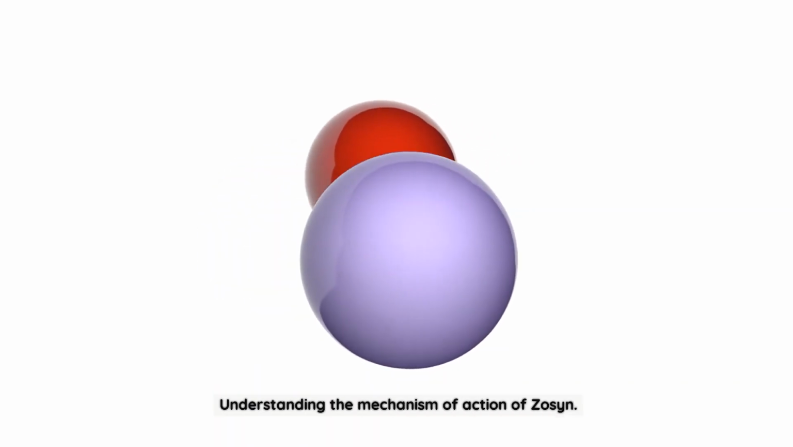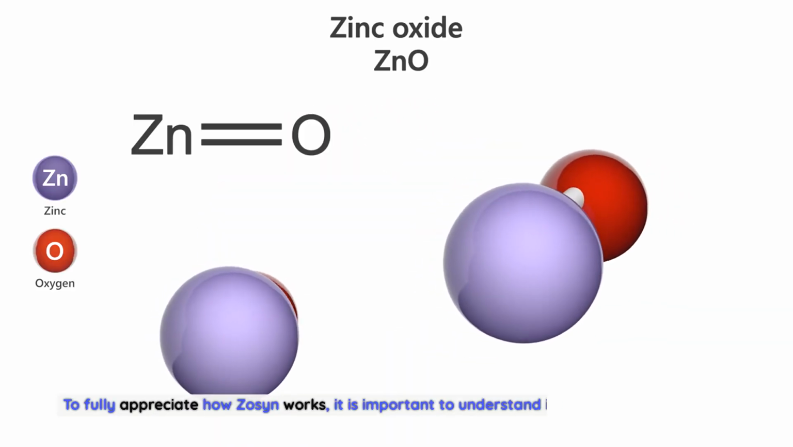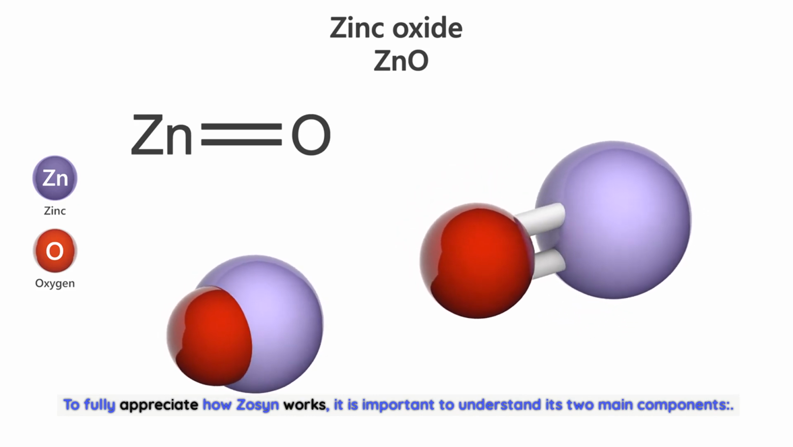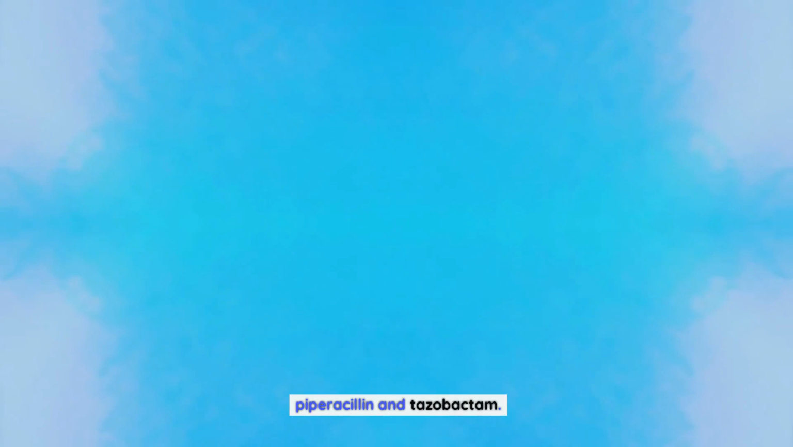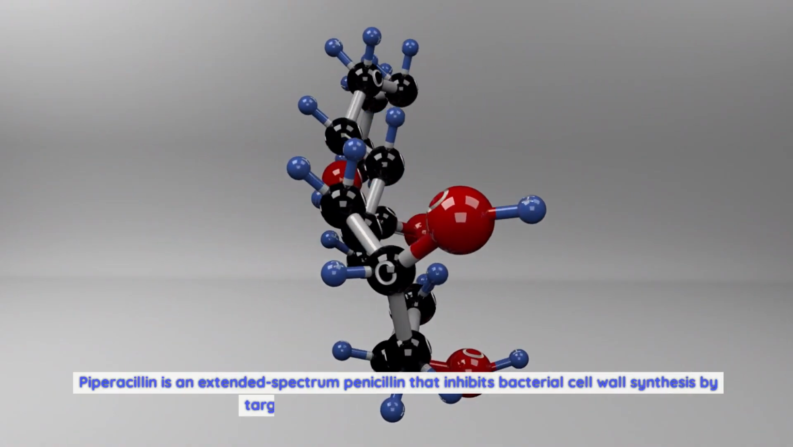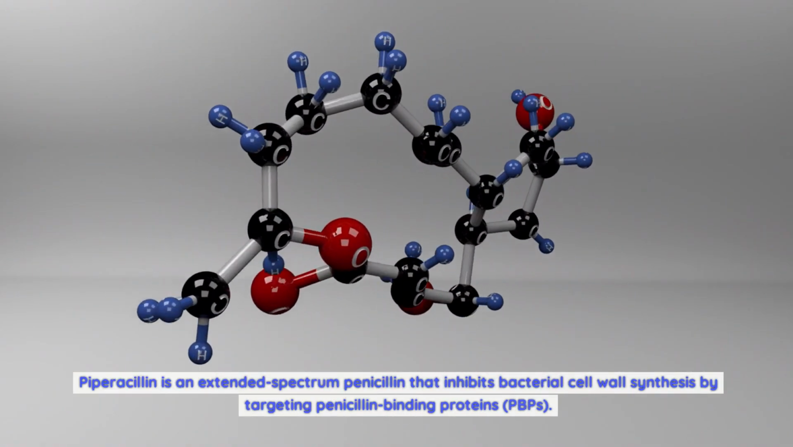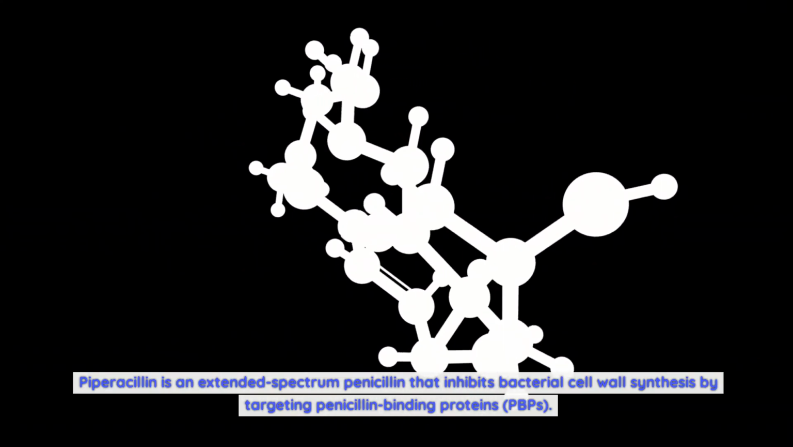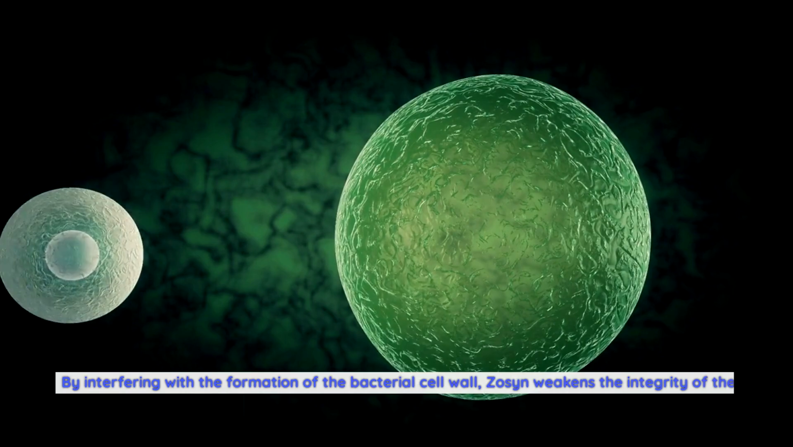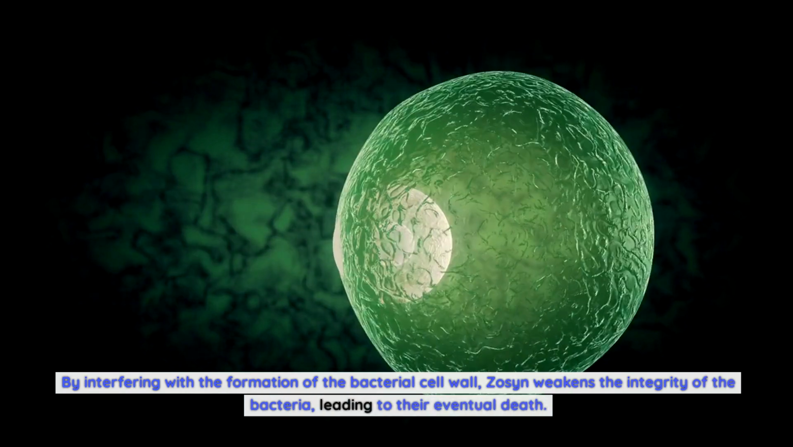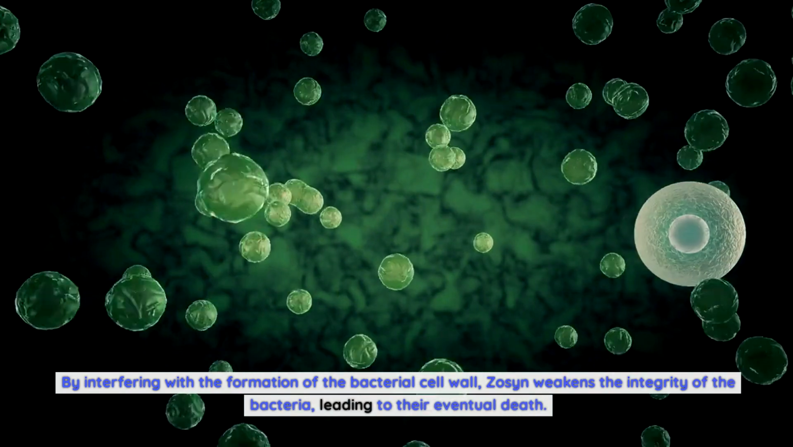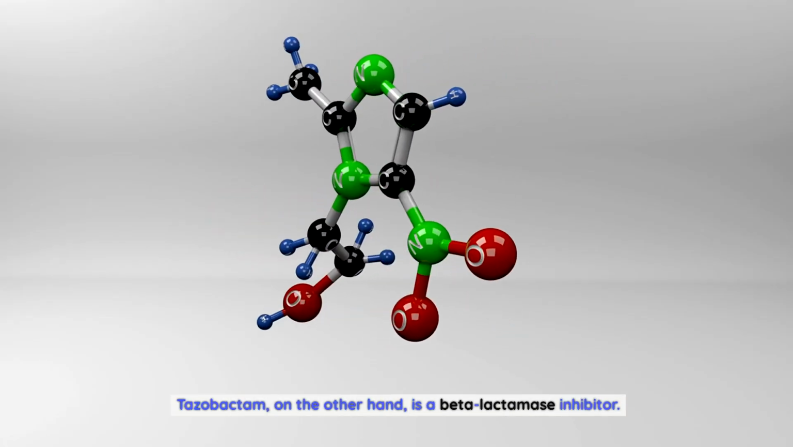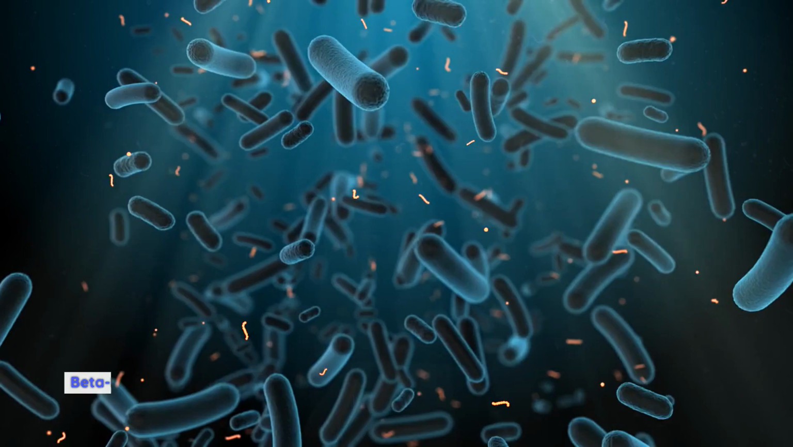Understanding the mechanism of action of Zosyn. To fully appreciate how Zosyn works, it is important to understand its two main components: piperacillin and tazobactam. Piperacillin is an extended-spectrum penicillin that inhibits bacterial cell wall synthesis by targeting penicillin-binding proteins, PBPs. By interfering with the formation of the bacterial cell wall, Zosyn weakens the integrity of the bacteria, leading to their eventual death. Tazobactam, on the other hand, is a beta-lactamase inhibitor.